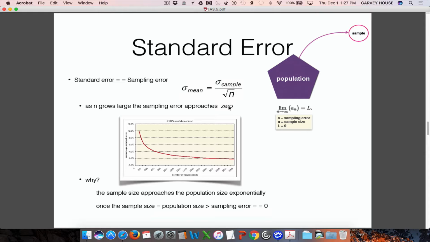So let's take a look at this formula for the standard error of the mean. You see that it's the standard deviation of the sample divided by the square root of the sample size.